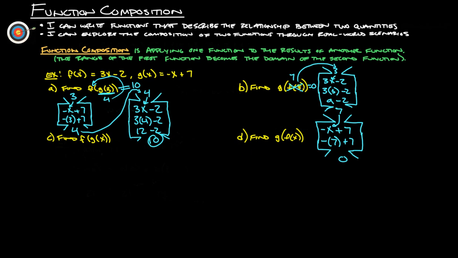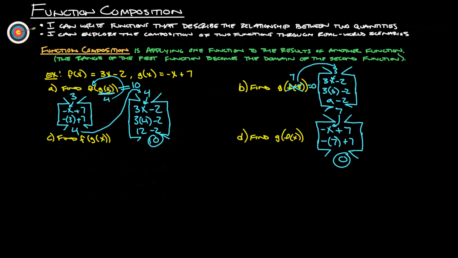When it was the other way around, f of 3, and then g of the f of 3 gave us 0. So it gives us different answers depending on which direction it goes in, which one's first. Okay, so C, find f of g of x.